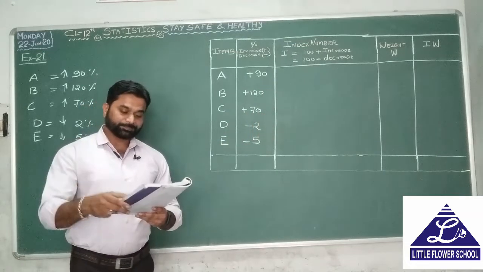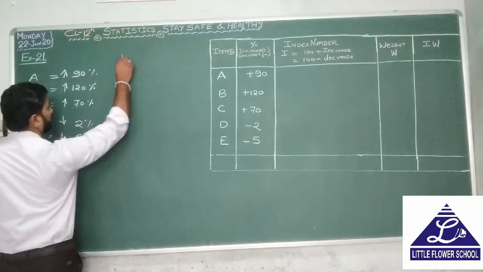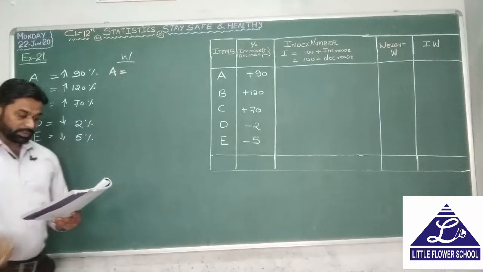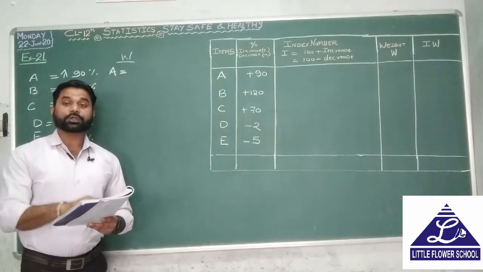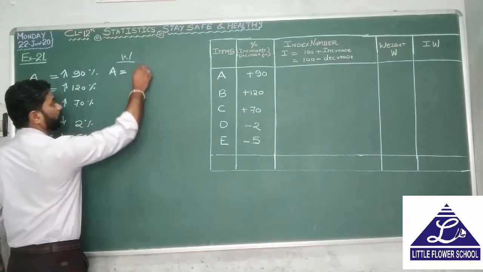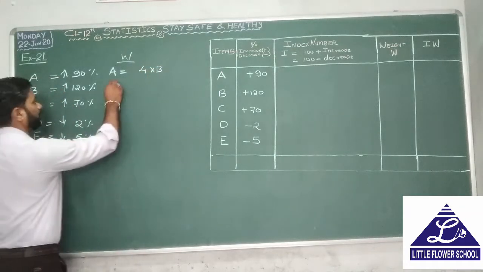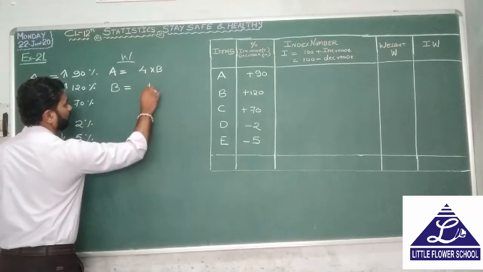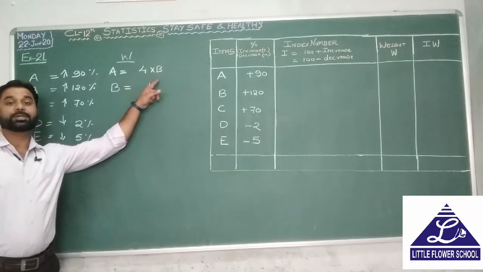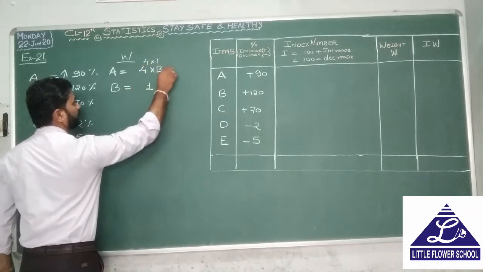Now further, item A is 4 times more important than B. Now, what will we do? We will take B as 1. If we suppose B as 1, then A will be 4 multiplied by 1, which equals 4.